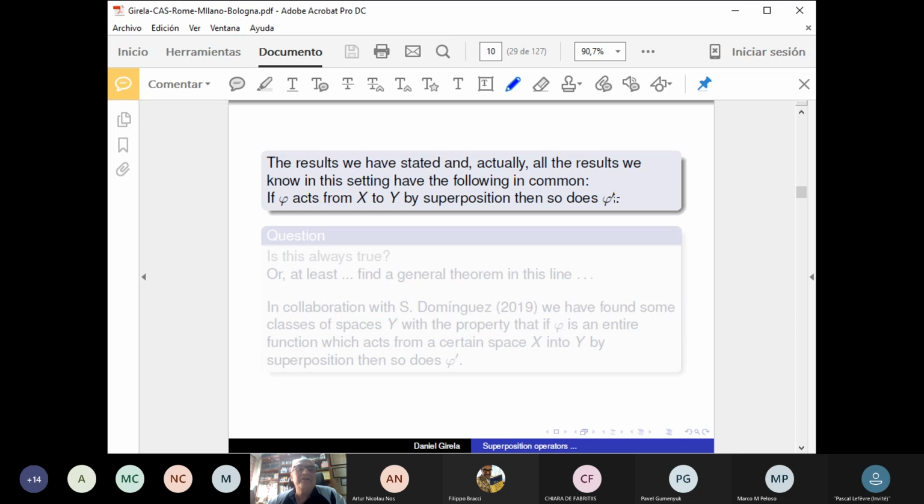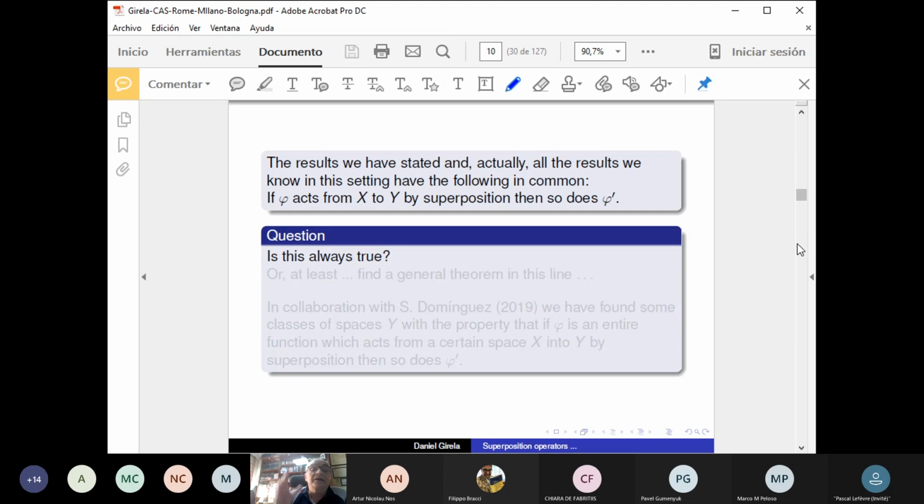Then I think I gave a talk on superposition operators, I don't know, 3 or 4 years ago, I think it was in Portugal. And when I finished the talk, there were some questions, and one question was by Eva Gallardo. She asked, is this always true? Is it that if S phi maps X into Y, then S phi prime also? So my answer was that all the examples that I know are of this kind, but actually I cannot say.